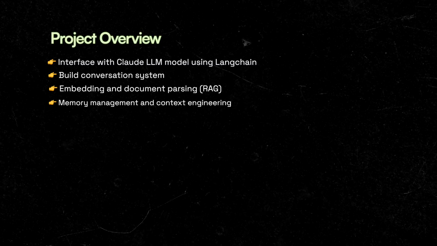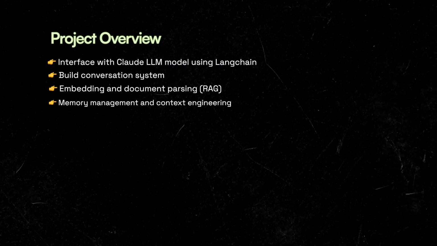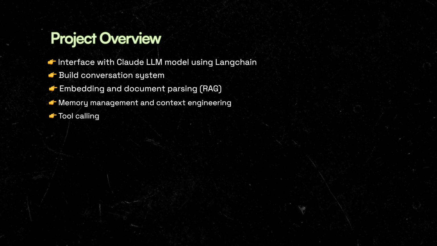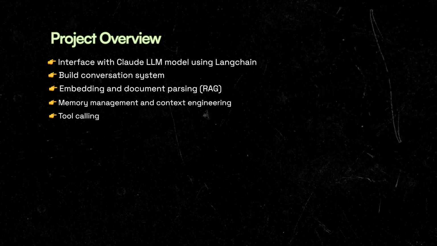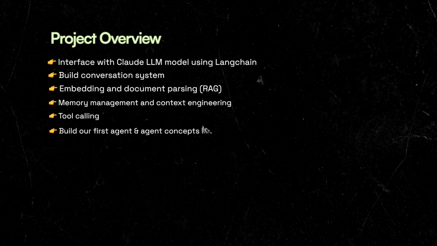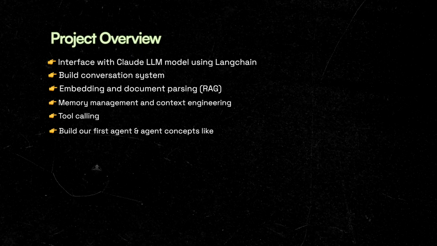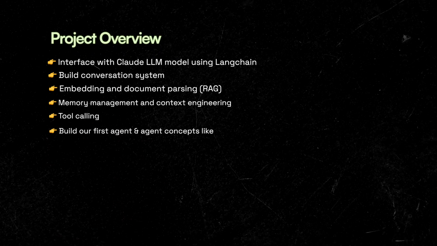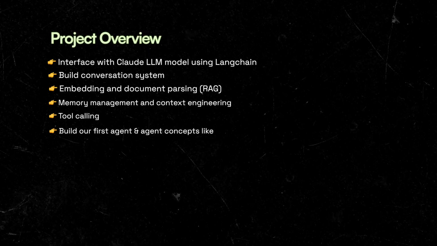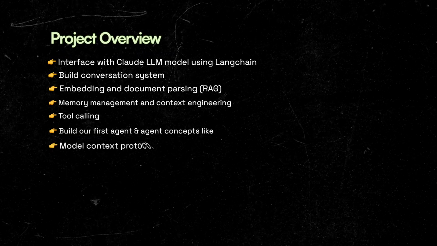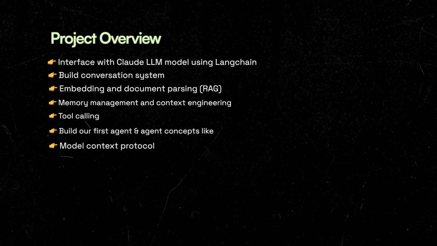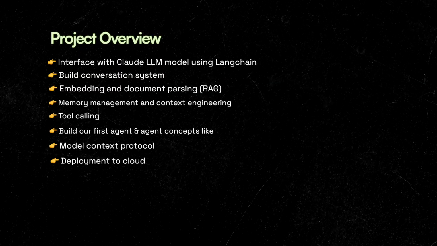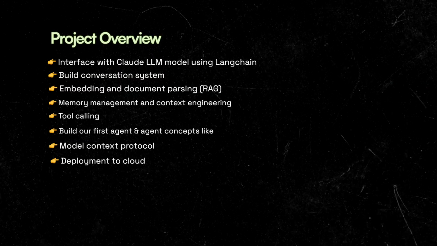We will then dive into memory management and context engineering, which are critical for building reliable AI systems. Once the fundamentals are in place, we'll introduce tool calling, allowing the LLMs to interact with external systems. From there, we'll build our first agent and explore important agent design concepts such as human in the loop workflows, intelligent routing, sub-agents, skills, custom workflows using LangGraph. We'll then introduce model context protocol concepts and integrate our agent with an MCP server. Finally, we'll deploy the entire application to AWS, making it production ready.